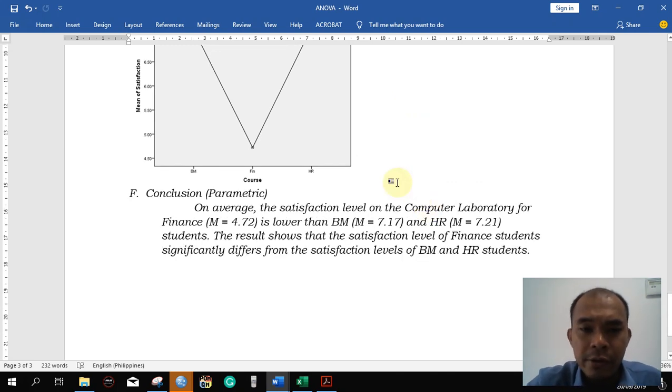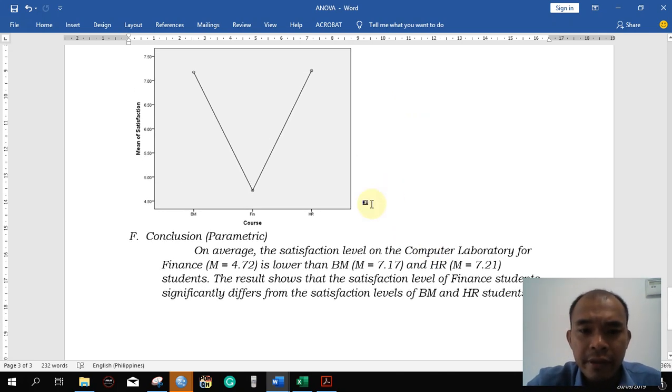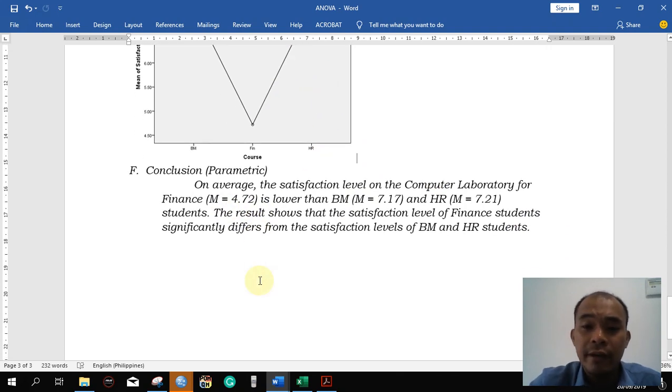Okay, so let's continue. On average, the satisfaction level on the computer laboratory for finance, the mean here is 4.72, is lower than BM. This is for the BM, and then the HR is here. The result shows that the satisfaction level of finance students significantly differs from the satisfaction level of BM and HR students. So we will now proceed to the business implication.